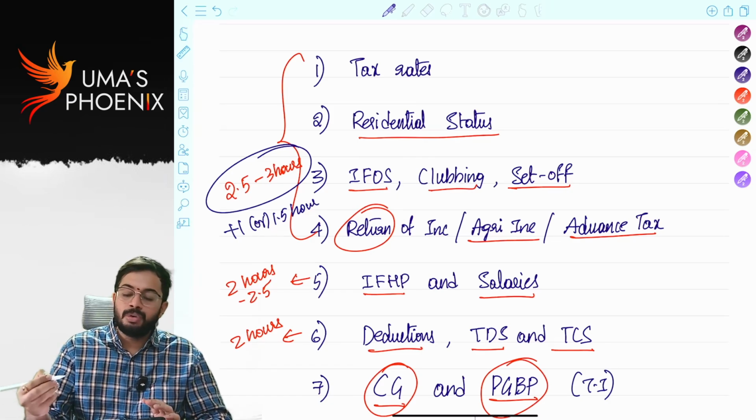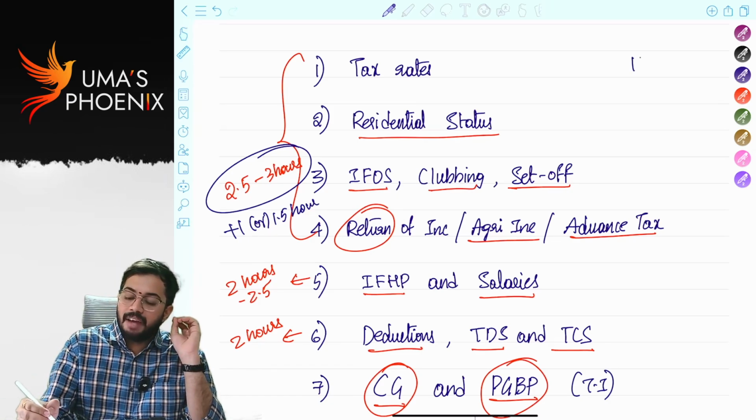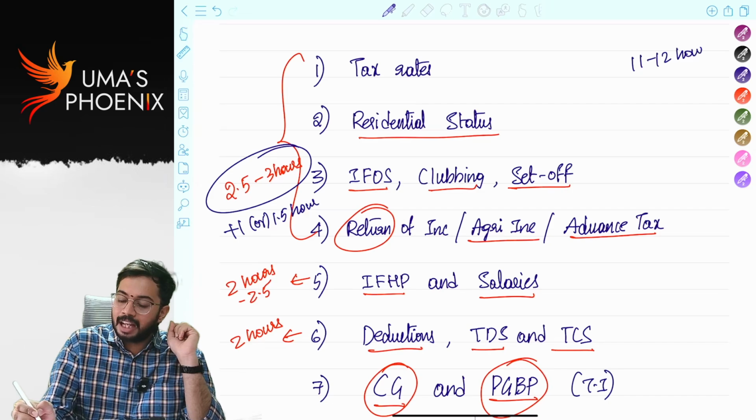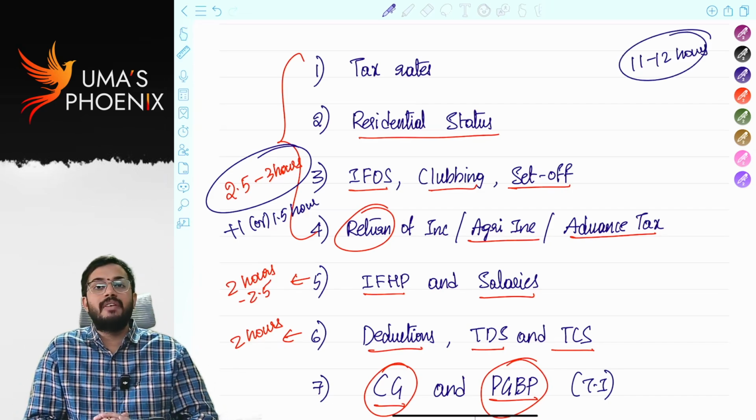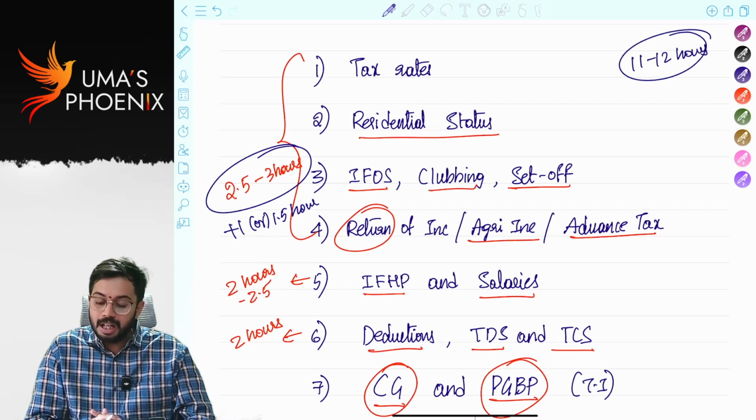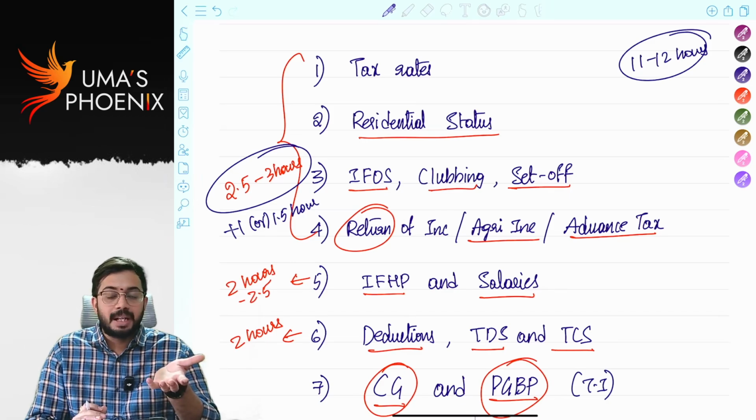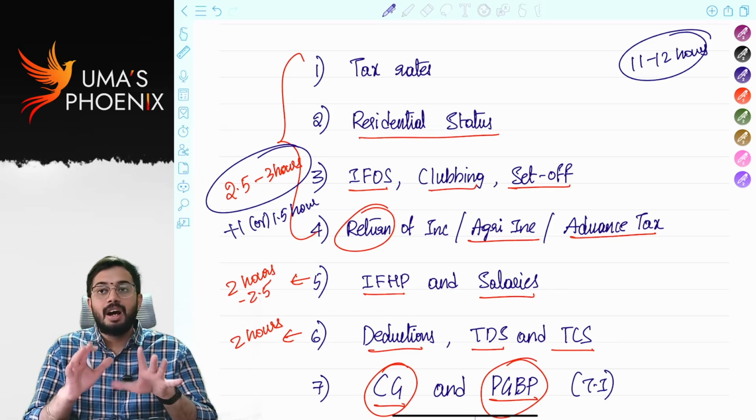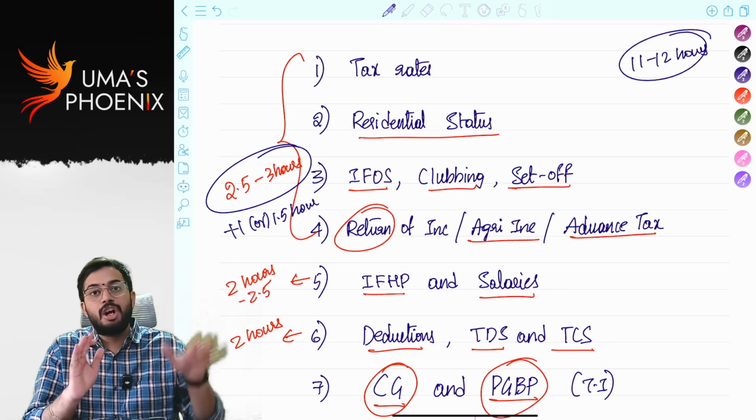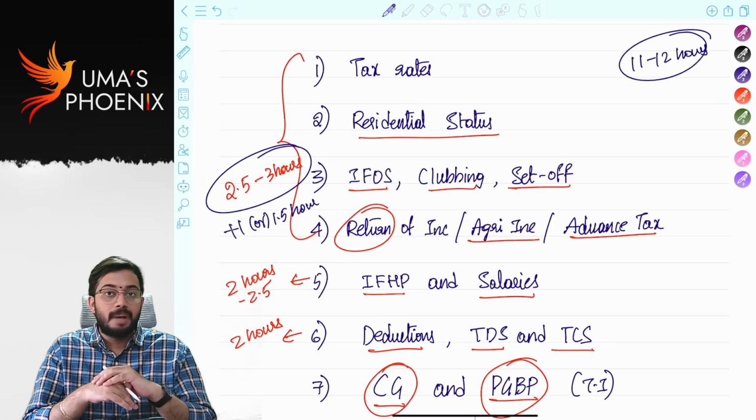Overall, you need to allocate minimum 11 to 12 hours for direct taxation. So in 11 to 12 hours, you should finish direct taxation. That's how please plan it. Okay. So in this way, please do. I already made a short on must revision chapters. Please watch it. Definitely, I have explained the chronology in which questions are going to come in the examination. So prepare in this way.